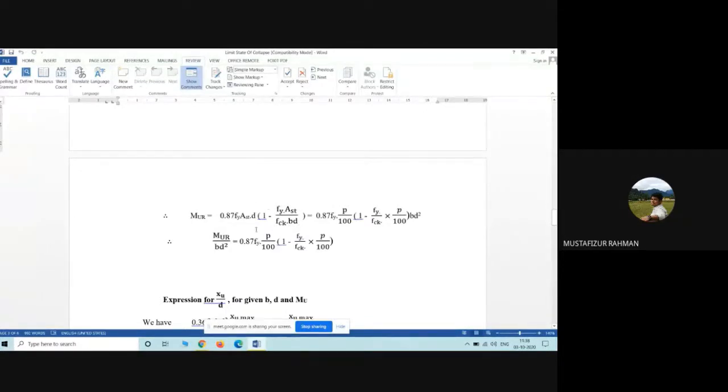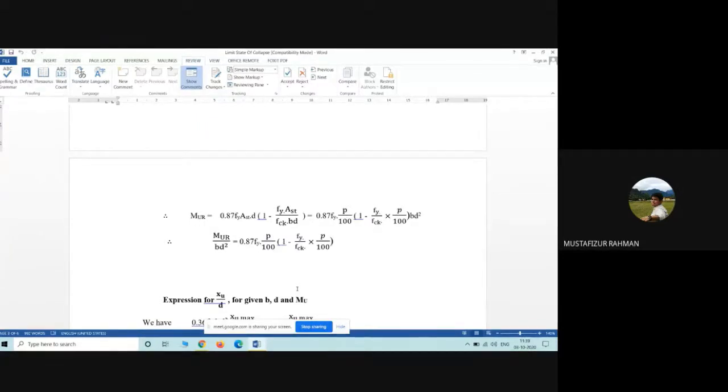Now, once we know the value of P, which is our basic requirement for RCC design of the beam. Basically, in RCC design of a beam, we have to find out the amount of steel required. Because what is normally done? MUR, MU, it is known to us.